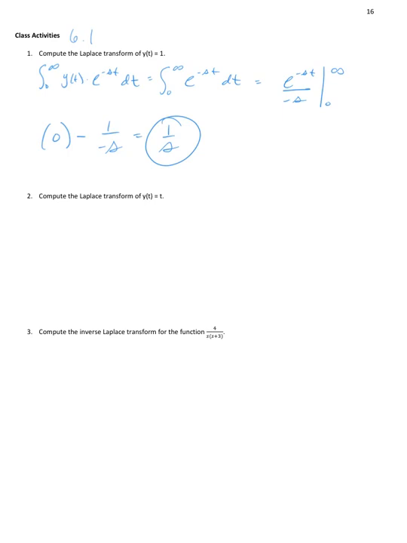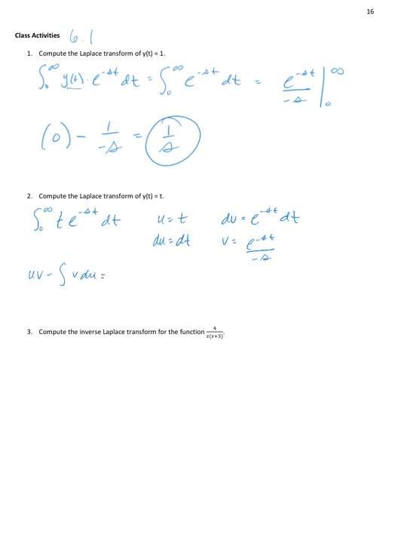Okay, the Laplace transform of y of t equals t. So that's the integral from 0 to infinity. Replace the y of t with a t. So I have t e to the negative st dt. That is going to be a by parts problem. So I'm going to let u be t and dv be e to the negative st dt. So that means du equals dt and v equals e to the negative st over negative s.